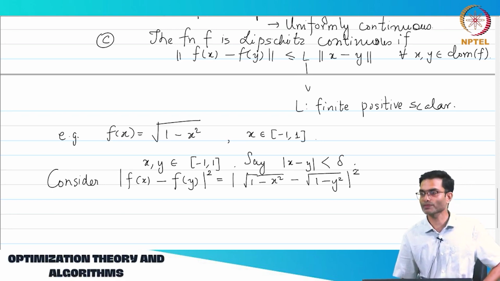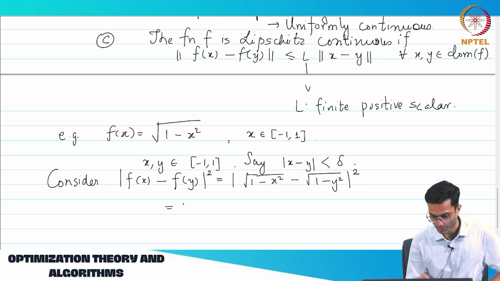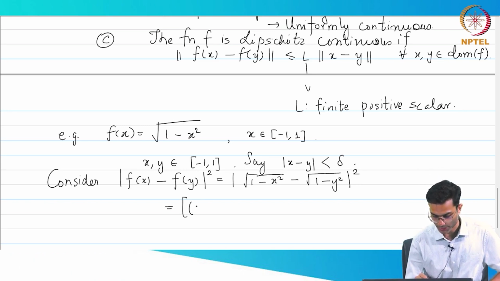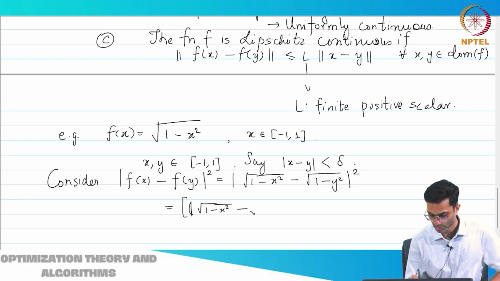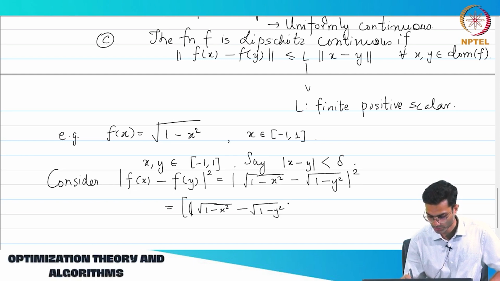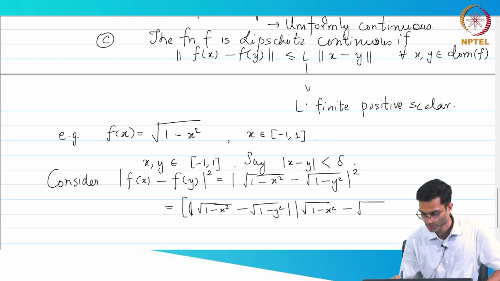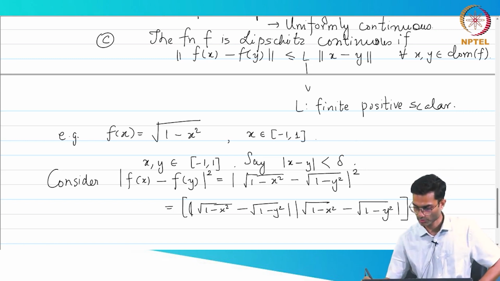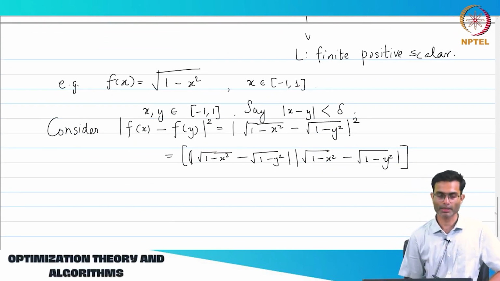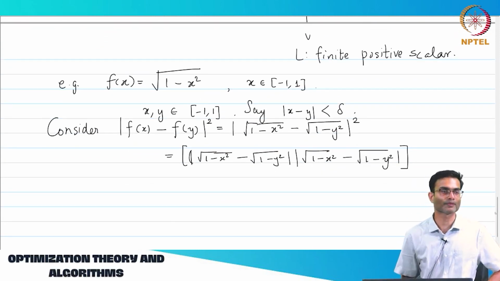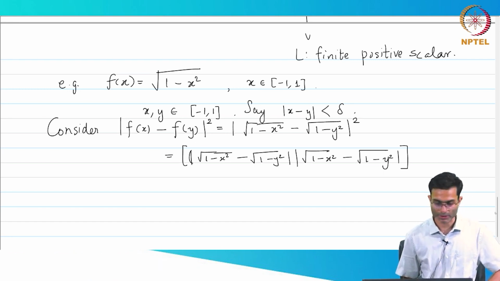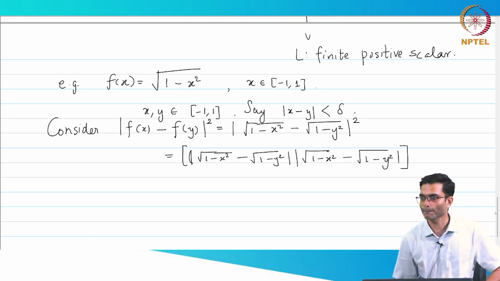Now, when I consider the square of this, immediately what I can do is write this as 2 terms, right? I can say root of 1 minus x square, root of 1 minus y square, and the same thing again, root of 1 minus x square minus root of 1 minus y square. Now, would you agree that root of 1 minus x square is a positive quantity? Root of 1 minus y square is a positive quantity. Can anyone suggest some way forward?